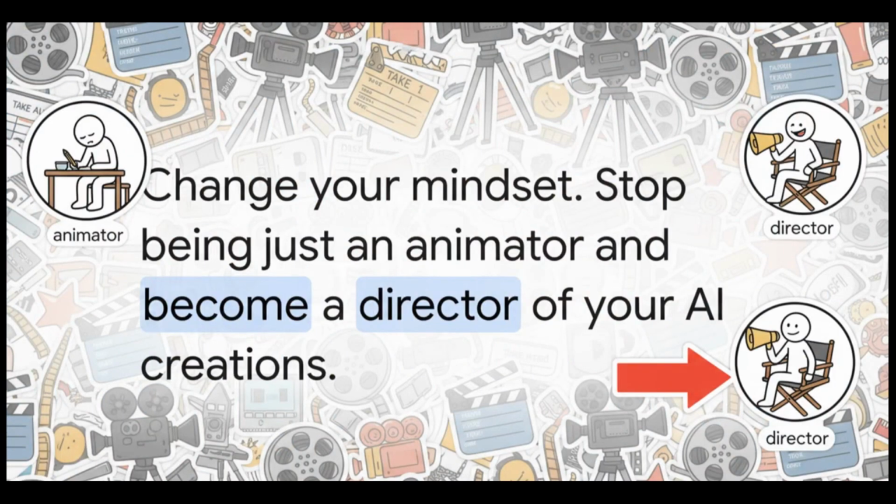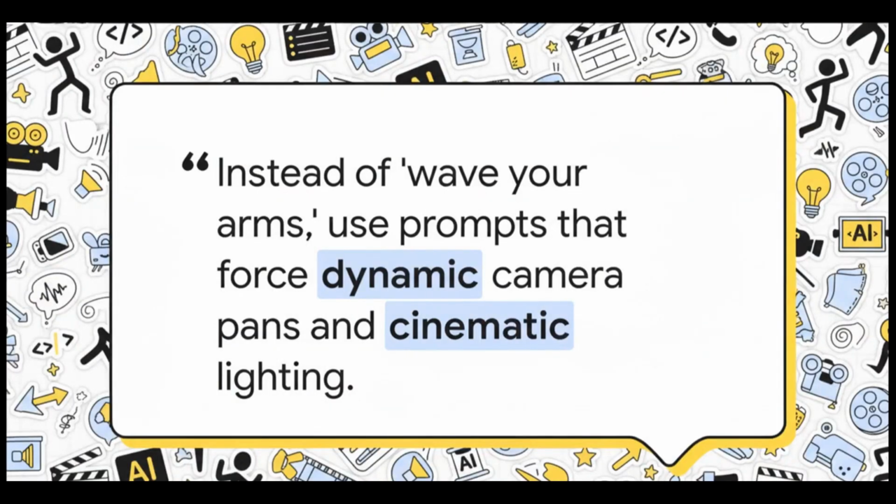So the solution is to change your mindset. You're not just an animator plugging in commands anymore. You have to become a director. You need to start thinking about camera angles, about movement, about emotion, all the things that make your content unique and genuinely engaging. Just think about the difference here. An animator's prompt might be, make the character look up. But a director's prompt is, use a low-angle tracking shot as the character looks up at the sky. You see the difference? One is just a basic action. The other creates a feeling, a mood, a cinematic moment.